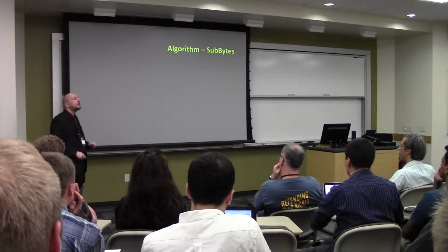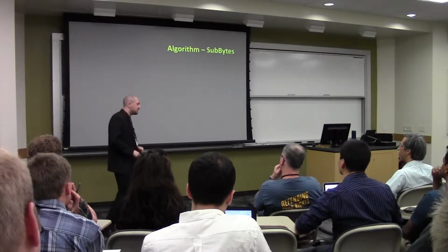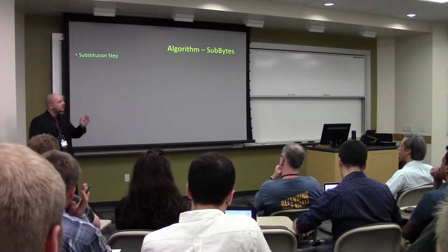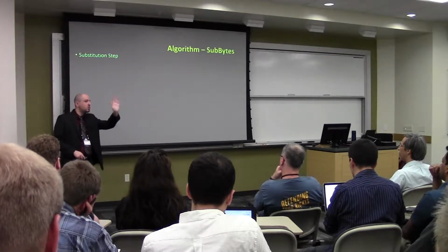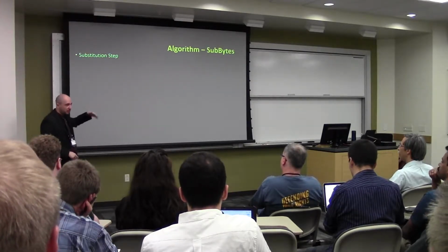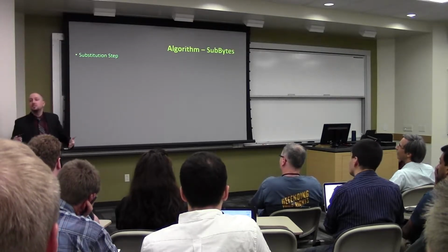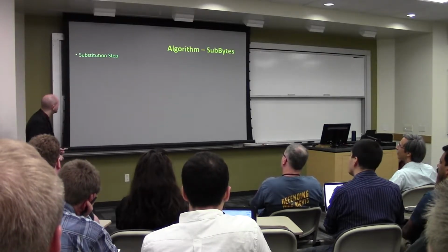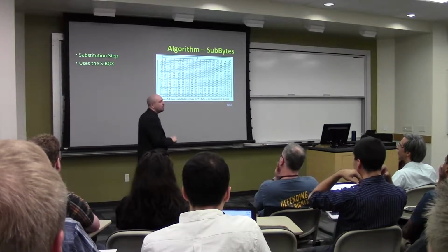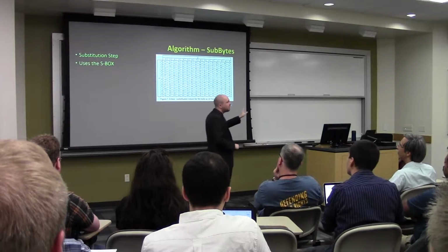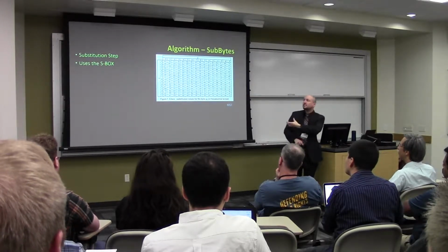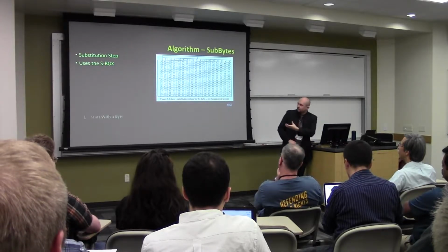Okay? The first step of the algorithm is the sub-byte step. This is a substitution step, just like we swapped P's for Q's or whatever letters they were in our earlier example. We have the substitution step of AES, the sub-bytes. This uses something called the S-box. We made up previously our alphabet and then a second version of it. The S-box is that second version.